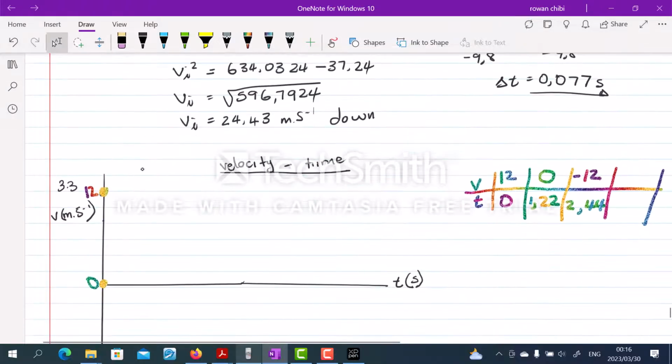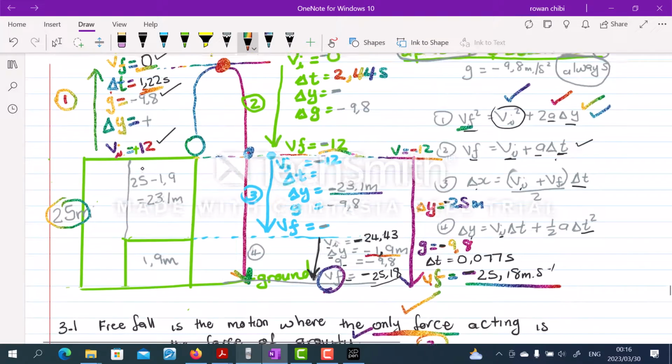Negative. 25,18. Negative 25,18. Then what is the time on the ground?